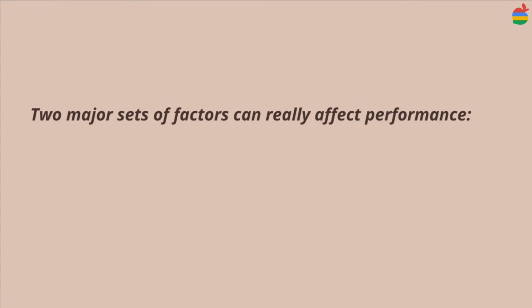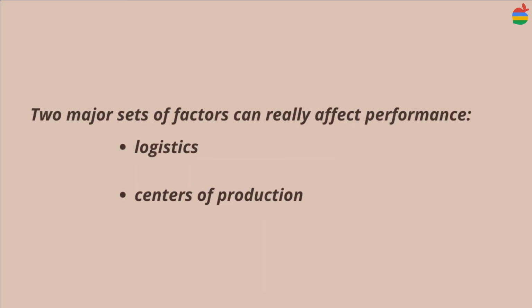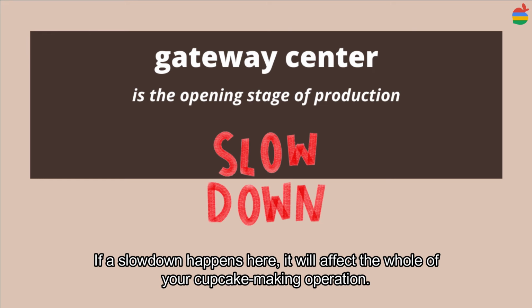Two major sets of factors can really affect performance. The first of these is logistics. We won't go into it too much here, but it is hard to make cupcakes if you haven't been to the store to pick up the ingredients. The second is the different centers of production. The Gateway Center is the opening stage of the production. If a slowdown happens here, it will affect the whole of your cupcake making operation.